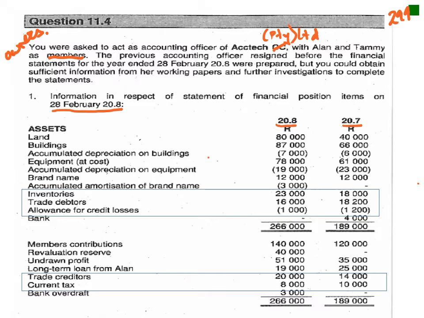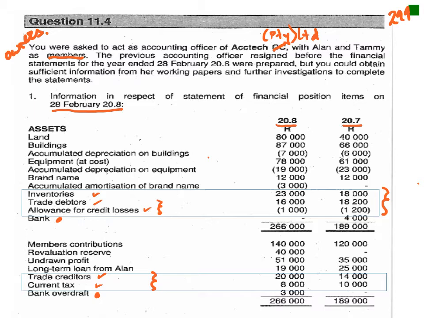We are going to be dealing with only the cash flows from operating activities. So we're going to be looking at current assets, inventories, trade debtors, and allowance for credit losses because that gets deducted from inventories. And we look at trade creditors and current tax because those are current liabilities. The bank account I'm not going to look at now because we do finish question 11.4 once I've done the other sections of the cash flow statement. And I'll show you how everything balances to the amounts in the bank account.